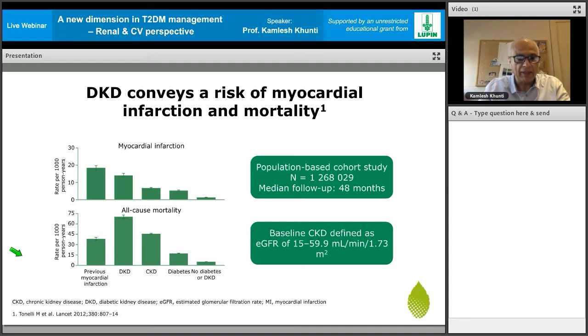If we compare people with DKD or even CKD and diabetes to those who've had a myocardial infarction, then all-cause mortality is greater than with previous myocardial infarction. So it's not just risk equivalent to someone who's had a myocardial infarction, but it's greater than someone who's had a myocardial infarction.